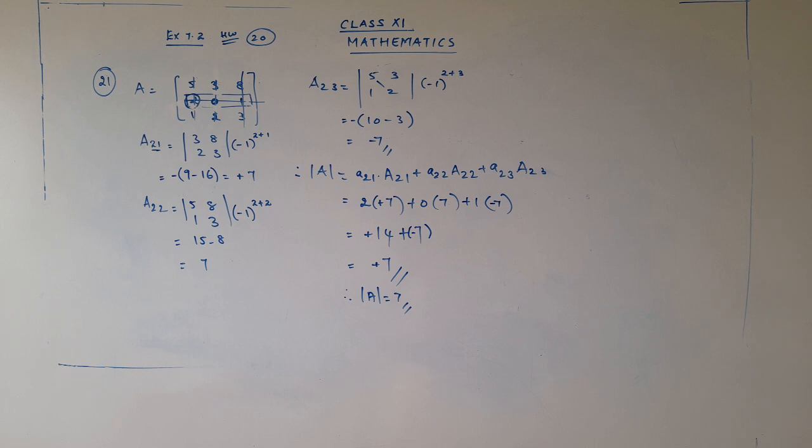Minus 1 the whole raised to 2 plus 3, that means minus 1 the whole raised to 5, so you will get a negative answer. So accordingly, we have to substitute the value and get the answer. So this was about the second row evaluation.